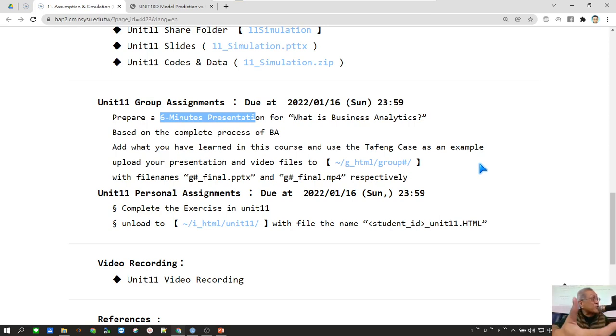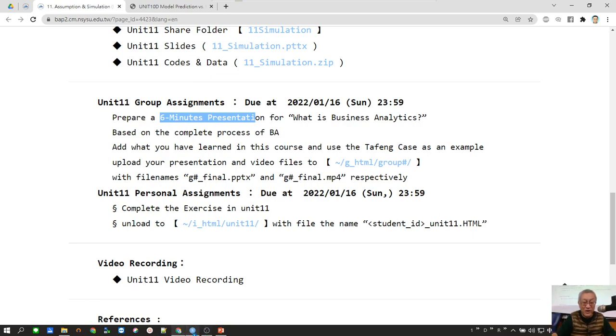For the rest of the course today, I'll prepare you for the Tafan case, by using model, assumption, and prediction. And your presentation should include whatever you have learned in this course. Up to this point, we have done a lot of things on the Tafan data set, right?